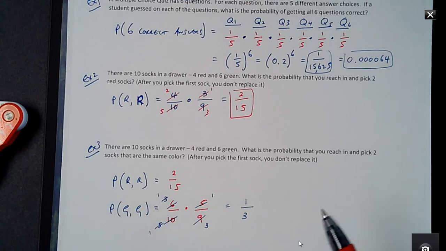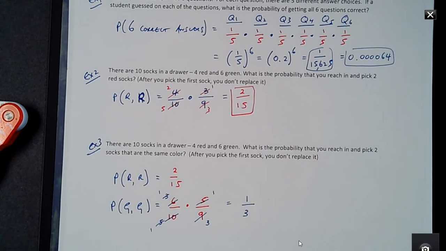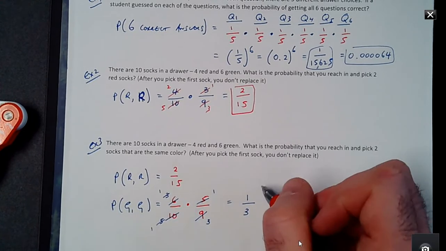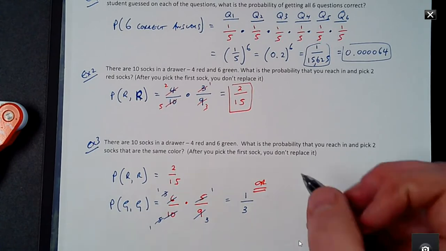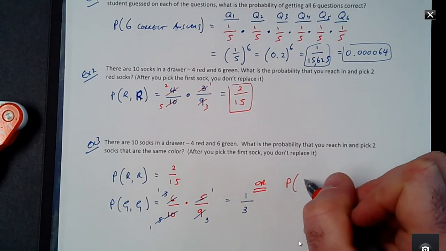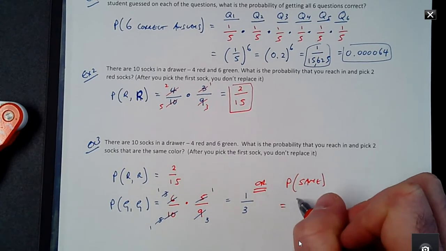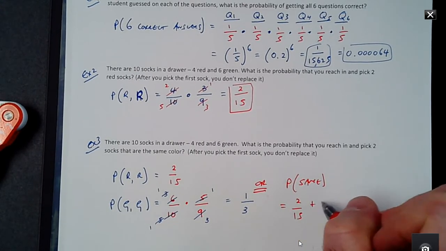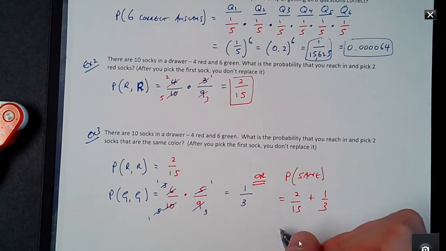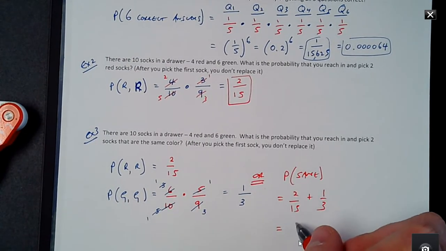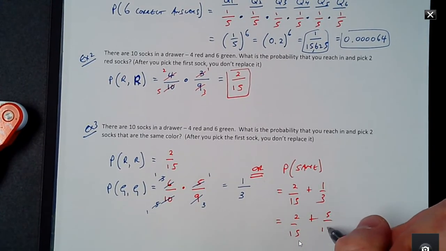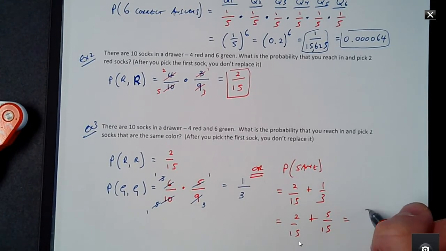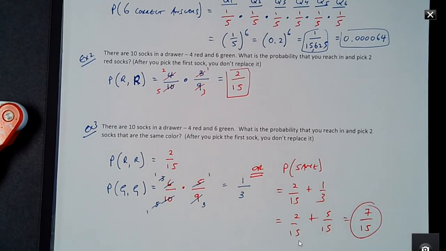Now, the question though was, what's the probability that you get the 2 socks being the same color? Yes, there's the bell. It's the end of the lesson, so I'm going to finish this up. So it's an OR question. So to find the probability of getting 2 the same, it's basically 2 out of 15, and then you're going to add that to 1/3. I'm just going to wrap this up because I think students are going to come in any second. So that'll be the same as 2/15 plus 5/15. When you add that together, you'll get a total of 7/15. So there's the probability that you'll get two socks exactly the same color.